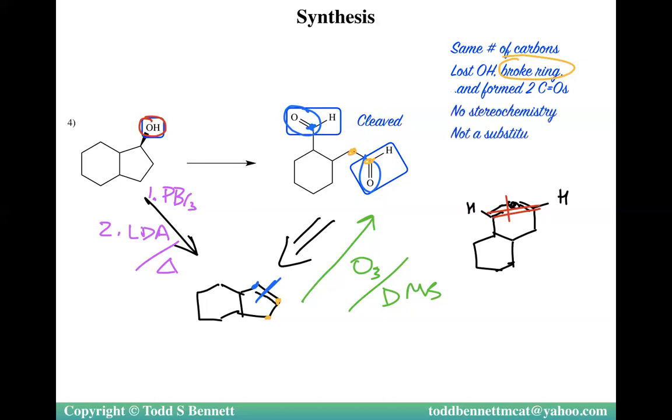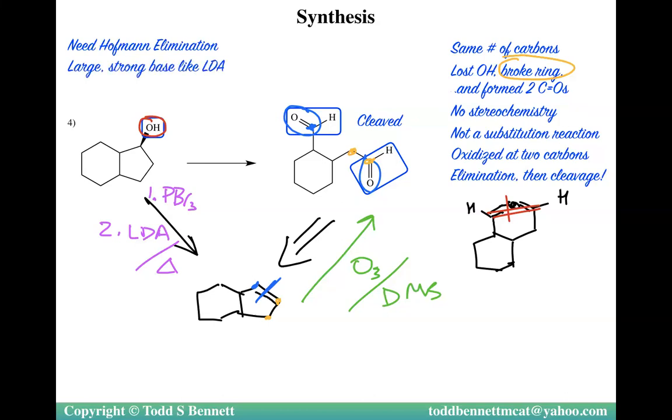There's no stereochem to worry about, so we don't have to worry about losing some to enantiomers. It's not a substitution reaction. We're not replacing the OH with some other functional group. So it has to be some sort of oxidation reaction. So instead of elimination and addition, it's elimination then cleavage. Cleavage in this particular case was cleaving the alkene right here to form the two carbonyls.